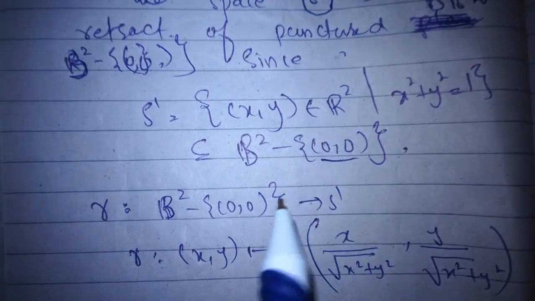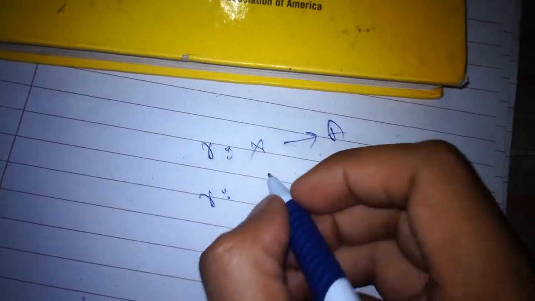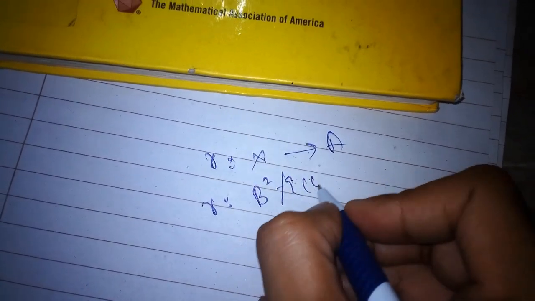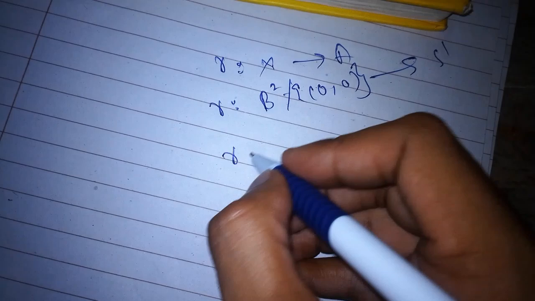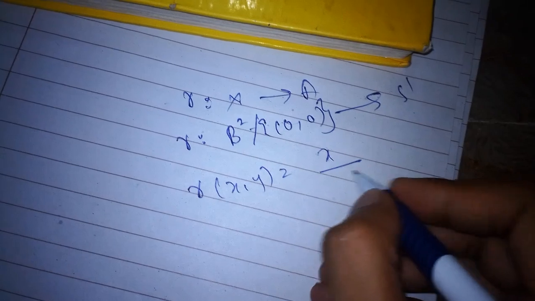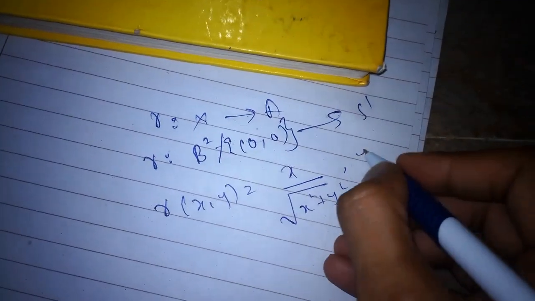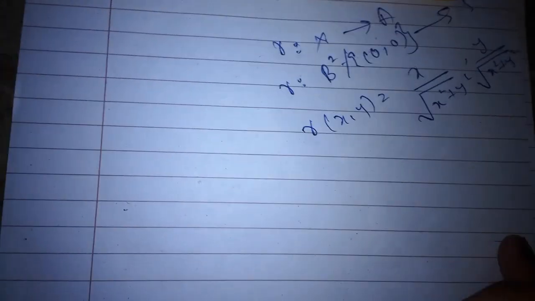We already said that a retraction is a map from the topological space X to A. So here we have an example. The retraction is the map from B2 except the origin (0,0) to S1, and the function is R of (x, y) equal to (x divided by the square root of x squared plus y squared, y divided by the square root of x squared plus y squared). This is the structure of this retraction map.